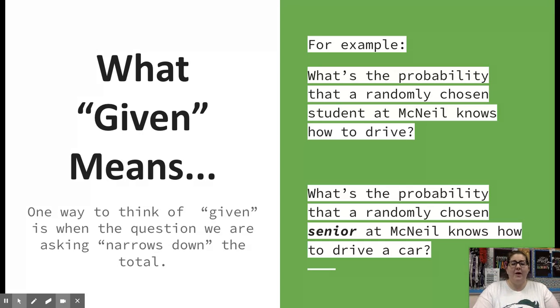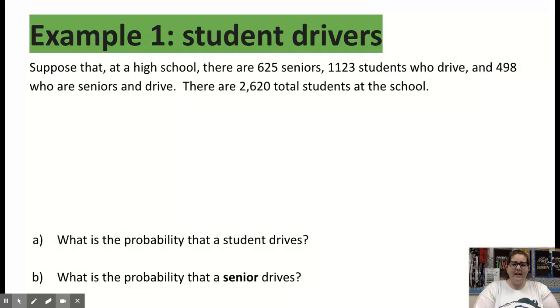Whereas if I had said, what's the probability that a student knows how to drive given that they're a freshman, it's going to be a little bit different of a story. So that given is narrowing down your total from the entire group to now just a specific subset of that group. So let's look at an example.